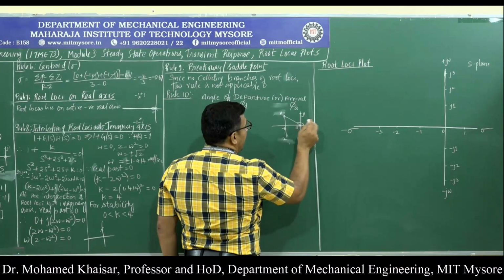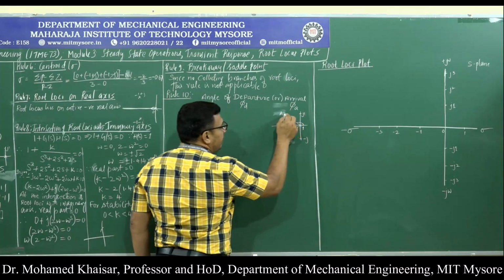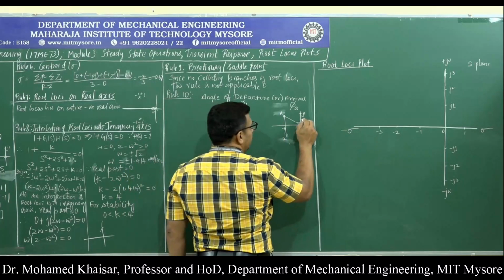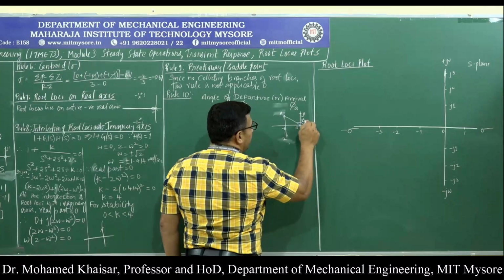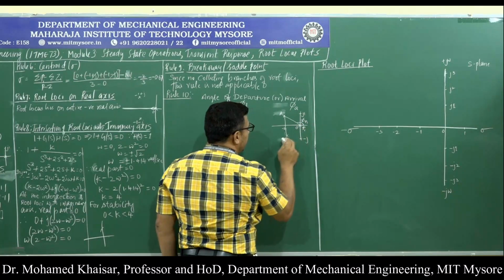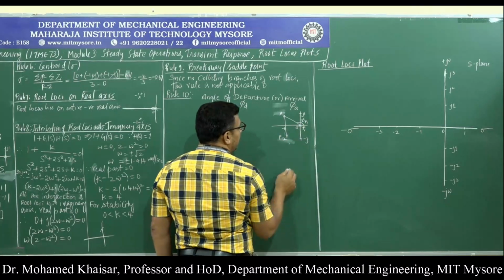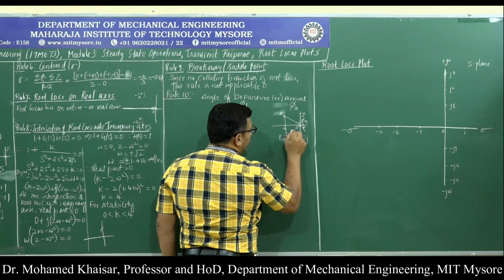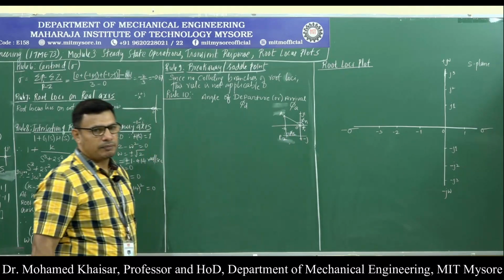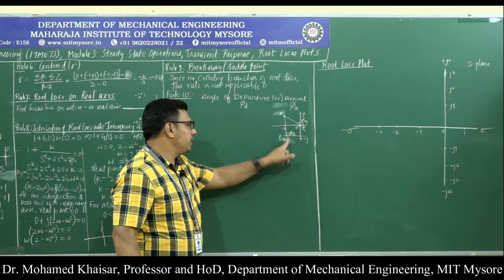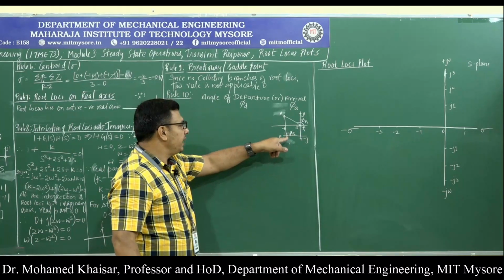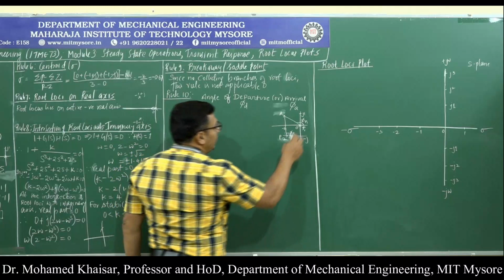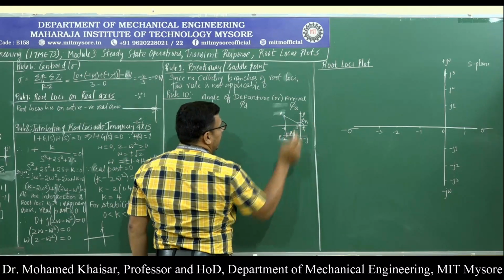Then try to find the angle that the line connecting this pole with the pole for which we are trying to find the angle of departure is making. So we will say phi P1. We will name this as P1 and this as P2. Try to find phi P1, how much it is, and then try to find phi P2. We will name this as pole 1 and this as pole 2, then we will connect these two poles with pole A. Then we will try to find the angle those lines are making with the horizontal.